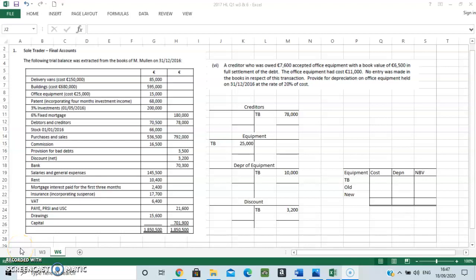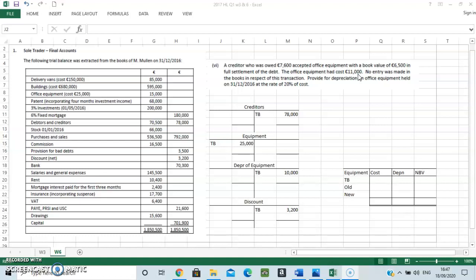Okay, so we're going to have a look at the 2017 final accounts question and a particular working six. Working six reads as follows. It says, a creditor who was owed 7,600 accepted office equipment with a book value of 6,500 in full settlement of the debt. This office equipment had cost 11,000. Now, it's quite a bit of information in those two sentences actually.